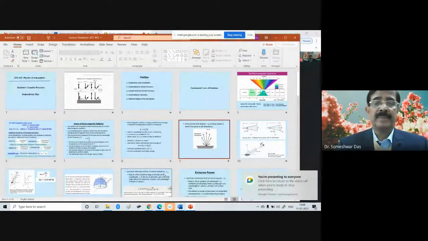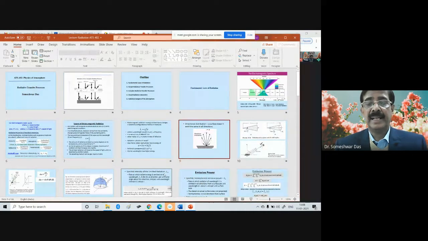When we talk about atmospheric radiation, we need to compute the radiative fluxes. Okay, radiative fluxes of both shortwave as well as longwave radiation.